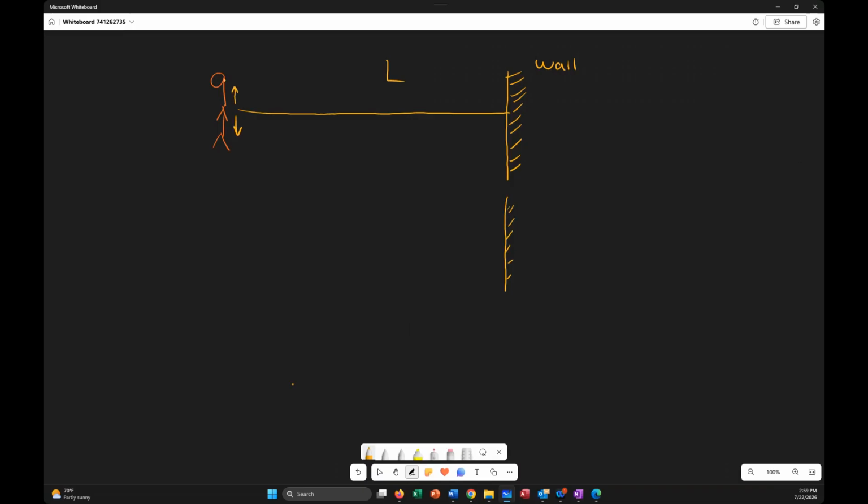The wave starts moving, yes. The wave will be created. You can just try this at home, okay? So the wave will be created and reach the wall. This is called the incident wave. What happens when it hits the wall?